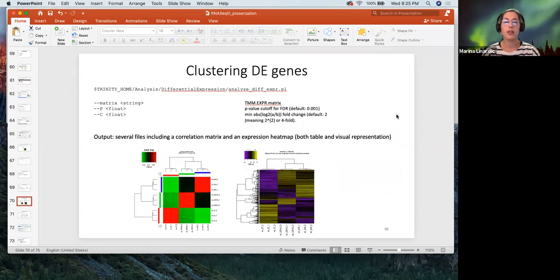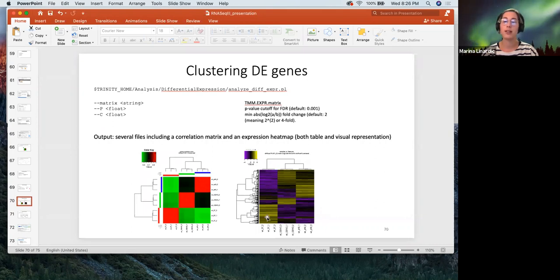And then what else can you do? You can cluster your genes. By running this script right here, you give it the matrix and you give it some cutoff values. So here would be the p-value, and this would be the fold change. And the output looks like this. First, you can get a correlation matrix again, but then also a heat map. So this is what you normally see in papers when they're doing RNA-seq experiments.